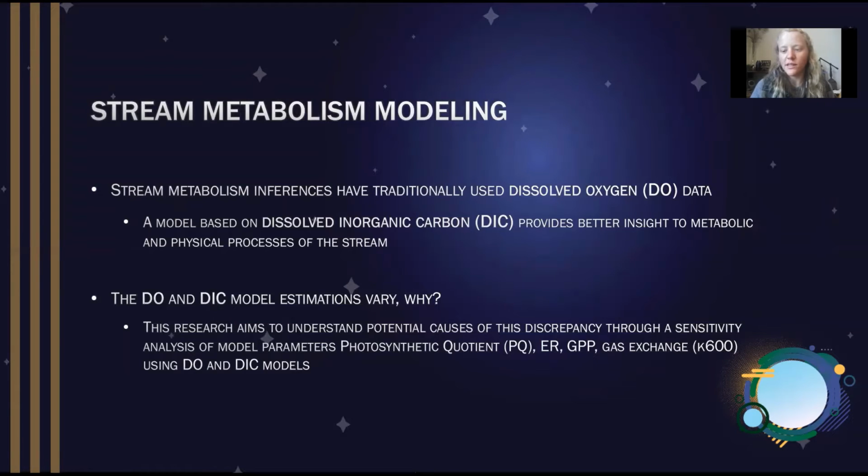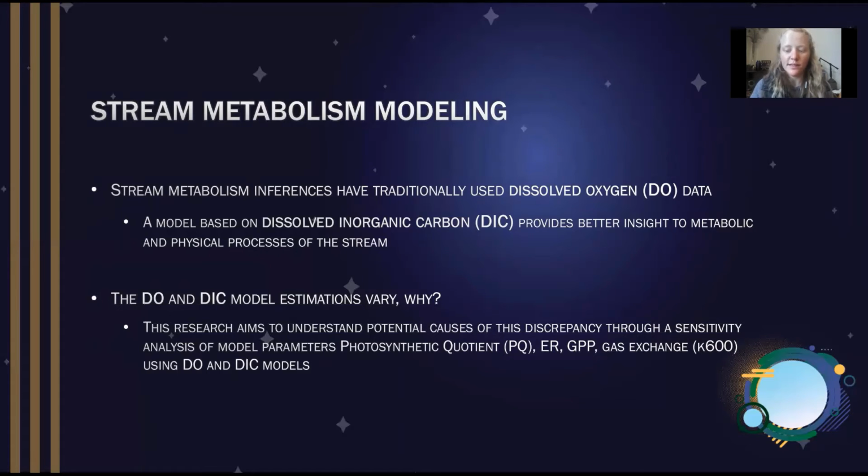Stream metabolism estimates have traditionally used collected dissolved oxygen data in a metabolism model. Recently, the ability to automatically measure dissolved inorganic carbon as carbon dioxide gas has become another method to infer stream metabolism, also providing insight to the metabolic and physical processes of the stream. Due to the inverse nature of DO and DIC, we anticipated the metabolism estimates to be the same, but they are variable. The purpose of this research is to gain a better understanding of what could be the cause.